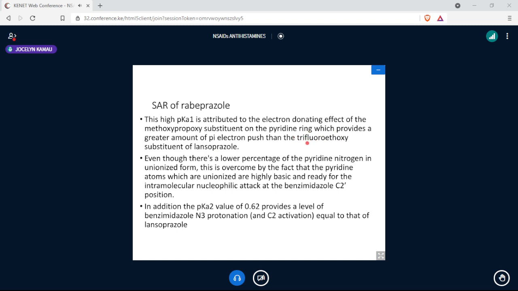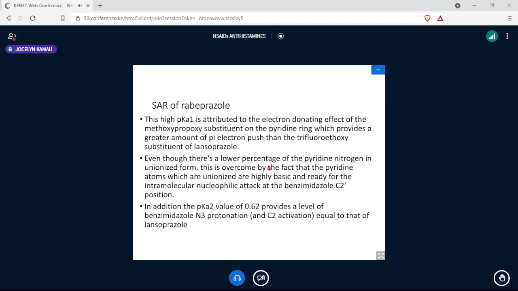Whereby you have a slight negative inductive effect. Even though there is a lower percentage of the pyridine nitrogen in an ionized form, this is overcome by the fact that the pyridine atoms which are ionized are highly basic and ready for the intramolecular nucleophilic attack of the benzimidazole carbon-2 position.